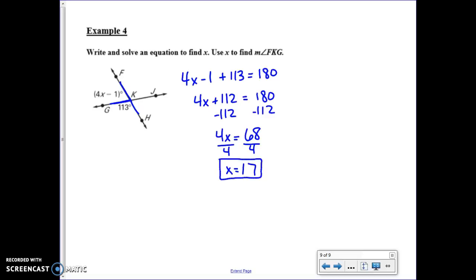So it wanted us to find x. There's one answer that we need. But it also wants us to find the measure of angle FKG. So FKG has 4x minus 1 listed. So I'm going to do 4 times 17 minus 1. 4 times 17 minus 1 gives me 67 degrees. So there's my answer for that.